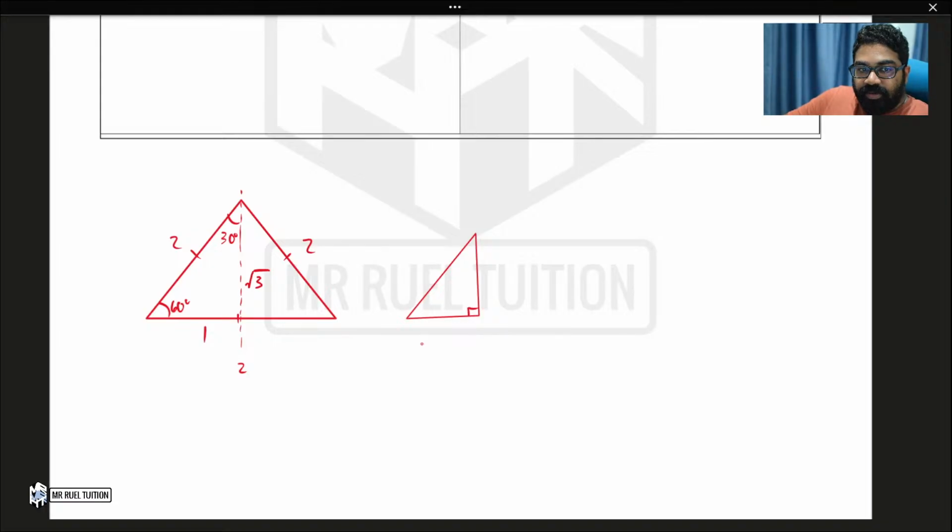Right equilateral. Segitiga sama kaki sudut tegak. Remember this? 45, 45, 45. What is the ratio of the sides? Nisbah panjang sisi 1, 1, square root 2.